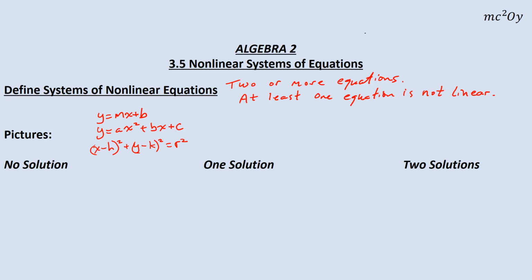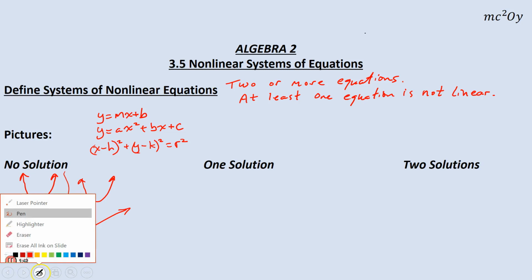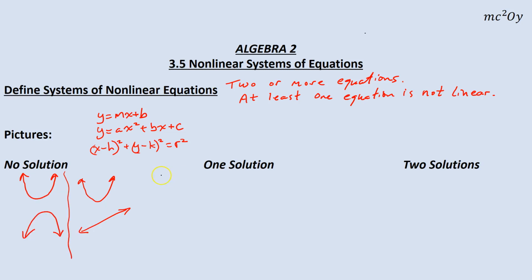No solution in pictorial form would mean maybe you have a quadratic, a parabola that opens up and then down, and they just never intersect each other. Or maybe you have a parabola and a line that never intersect. The same thing could be with a circle. Okay, a parabola and a circle that never intersect, or a circle and a line that never intersect.